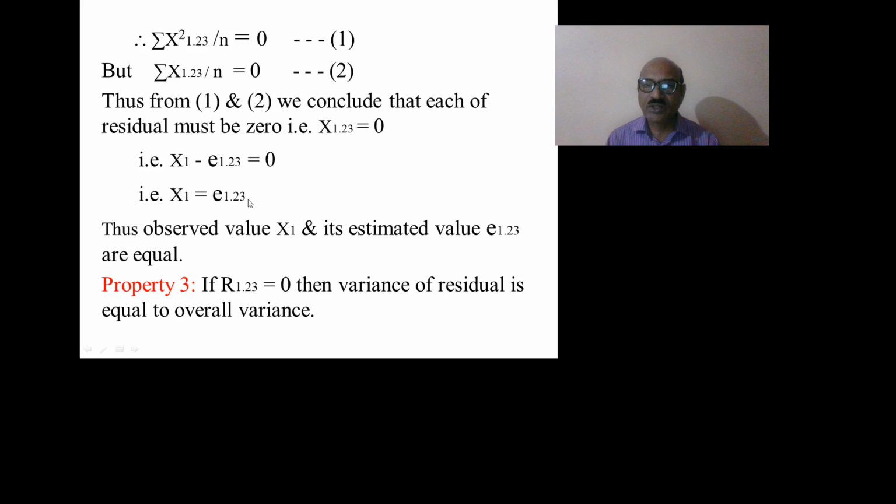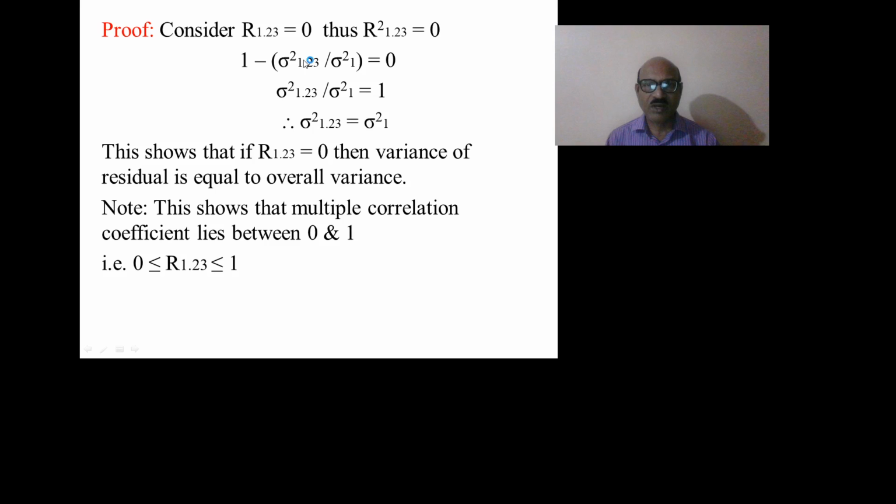And the last property is property number 3. If R1.23 equal to 0, then the variance of residual is equal to the overall variance. Okay, so that we have to prove. Now consider R1.23 equal to 0, thus its square is also 0. We know the expression for R1.23 square as 1 minus sigma 1.23 square by sigma 1 square, and that is equal to 0. Therefore, if I take 0 to the left hand side and this to the right hand side, we are left with this term, that is sigma 1.23 square by sigma 1 square equal to 1. If we cross multiply, we get sigma 1.23 square equal to sigma 1 square.